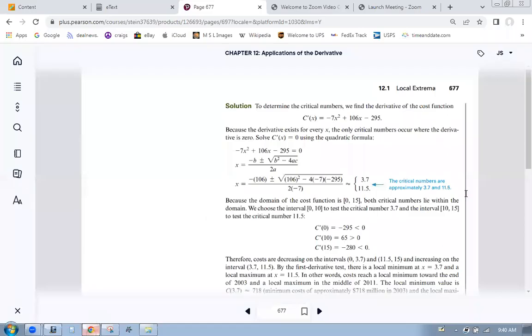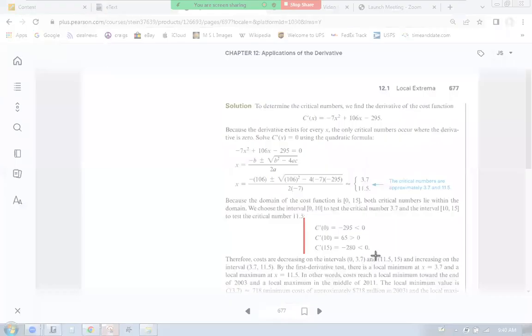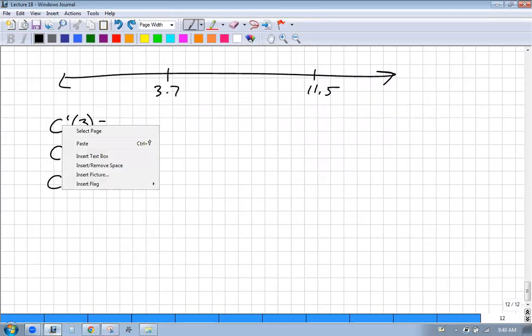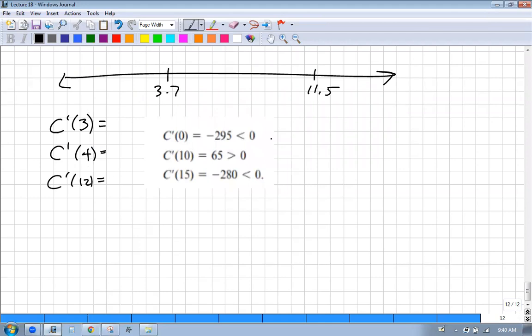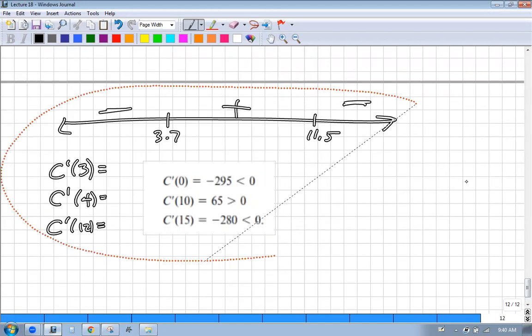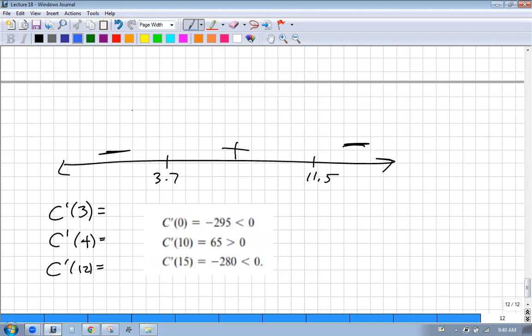And we have limited time. They sum it up for us right here. Here's some test points. So they picked 0 and 10 and 15. I had different numbers. Doesn't matter. You're seeing that over here it's negative, over here it's positive, and over here it's negative. Okay. Plug that into your calculator. So you can see this thing is decreasing, 0, increasing, 0, decreasing.